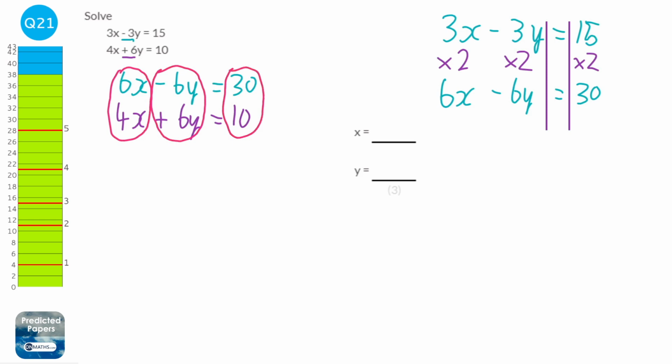And what we want to do is have a look at the signs for the y's, because we made the y's the same, and if they are the same sign, we're going to subtract. If they are different signs, we're going to add. Well, we've got a minus and a plus, so they are different signs, so we're going to add.